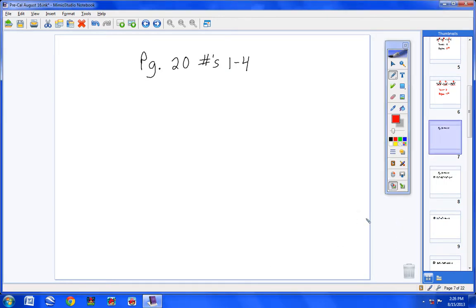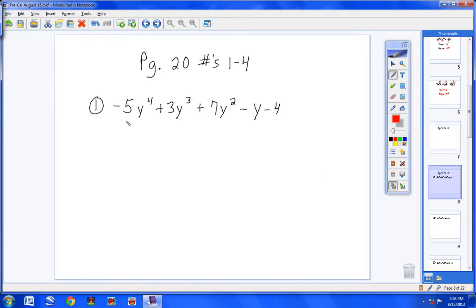Now, we are going to work on these 4 problems together. If you're really confident and you want to work ahead, knock yourself out. If you want to work with me, that's totally fine too. So here's the first problem. In the directions it says, tell how many terms and what the degree is. So I'm going to put T for terms. I better put terms.